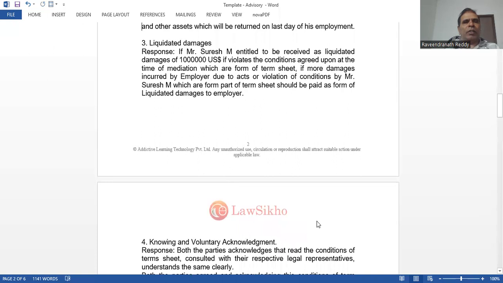So if he violates any conditions laid down in the term sheet, to that extent up to the 10,000 US dollars, and if further loss is incurred by the employer because of the acts of Mr. Suresh, that also is to be quantified subsequently and reimbursed or paid to the employer in the form of liquidated damages.